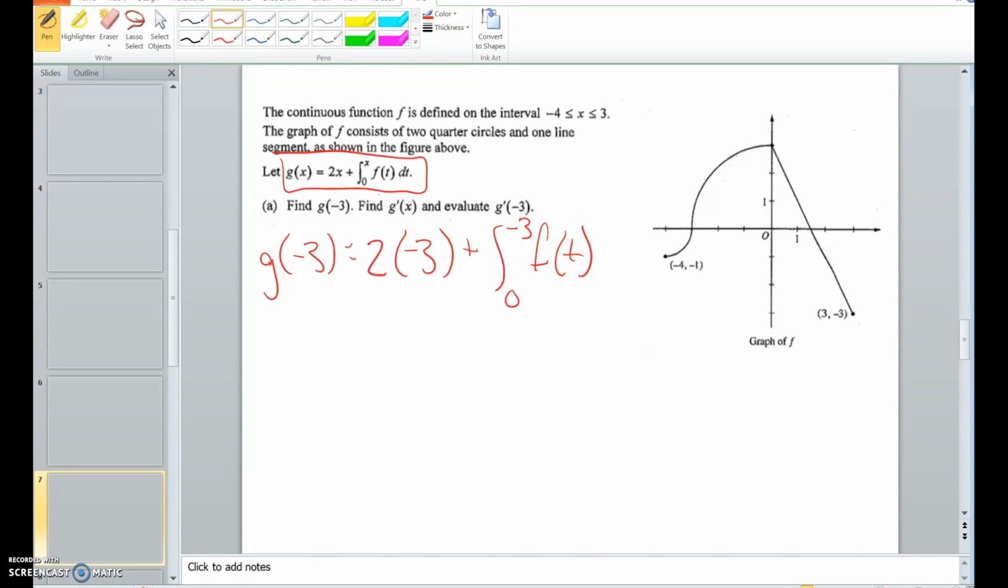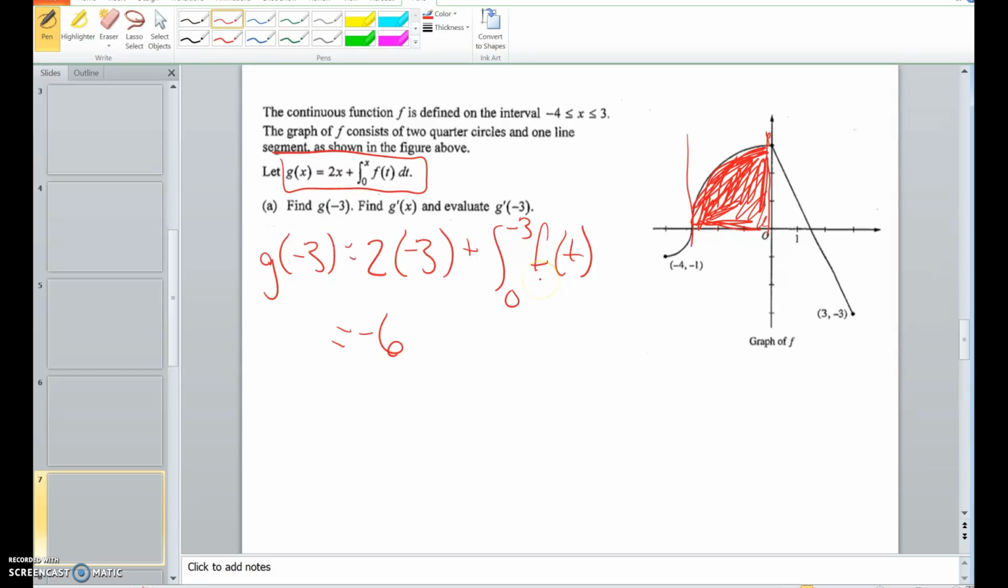Of t. Okay, so 2 times negative 3 is negative 6. To figure out this portion over here, the integral, I'm going to look over here at the graph of f, and the integral from 0 to negative 3, so from here to here, we want to find the area under the curve. That is what the integral from 0 to negative 3 is of f. And we're told in the problem that this is a semicircle. It's got a radius of 1, 2, 3. And it's only a quarter of a circle. So we want to find the area of a circle with radius 3 and then take a quarter of that.